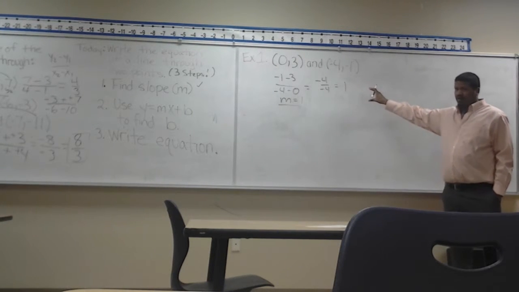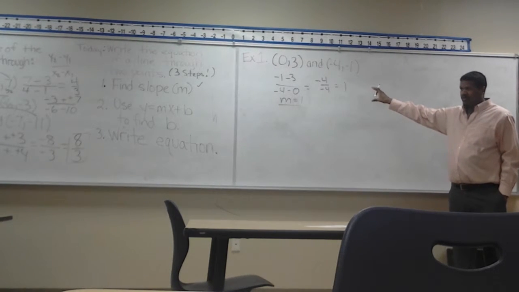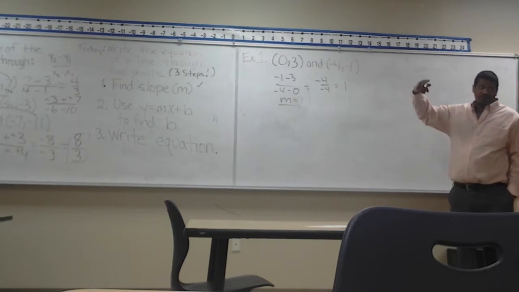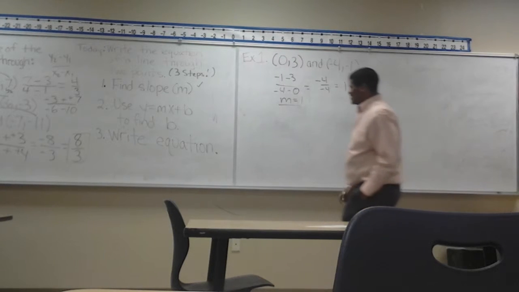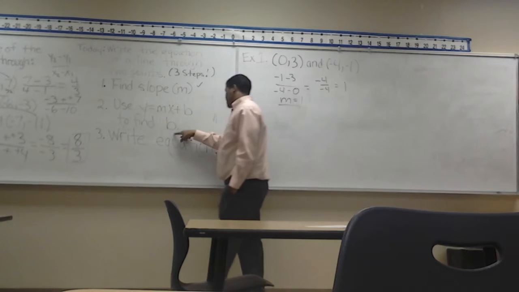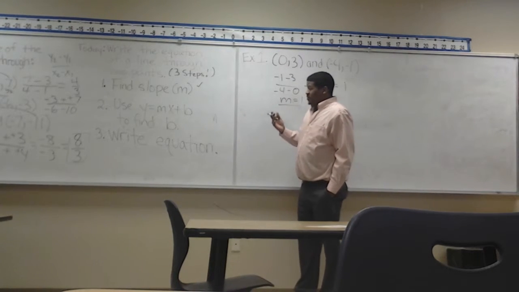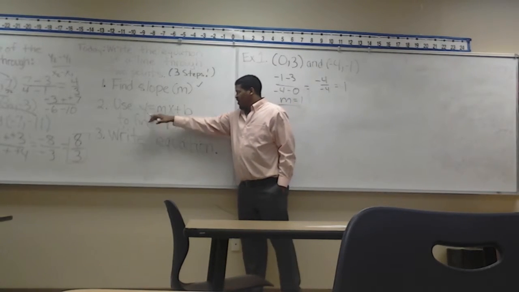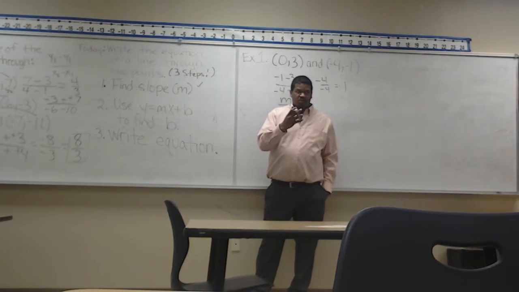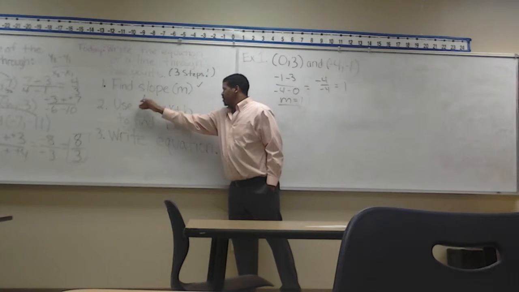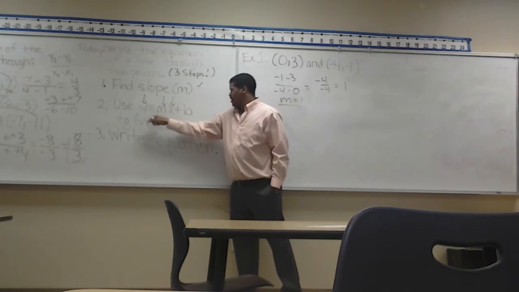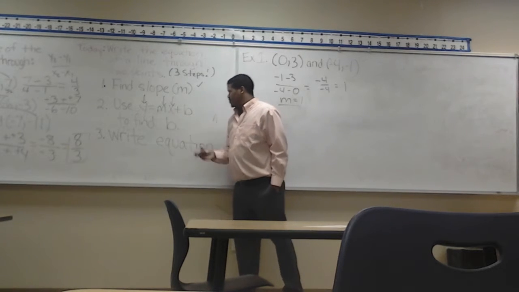Any questions on that part right there? Find the slope. Or was that really easy? That was too easy, right? You want more. You'll get more today. Use y equals mx plus b to find b. This is where it gets tricky. We're going to use the equation. We have 1, 2, 3, 4 variables or 4 letters. We're going to put numbers in here, here, and here. For y, for m, and for x.